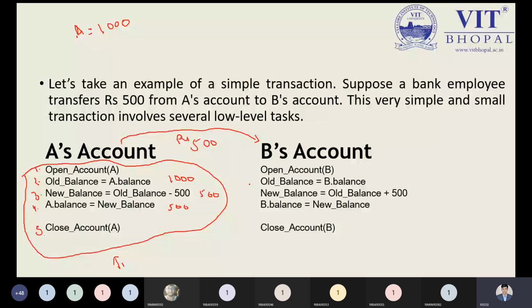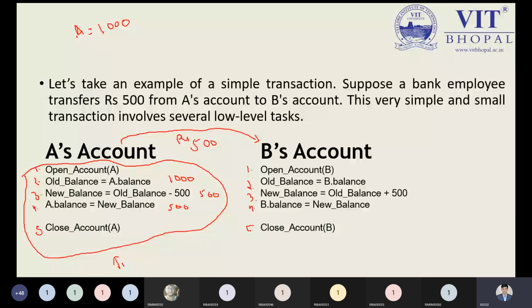B's account will be opened. Of course we have to follow step number one. We have to open account B. If we are not opening account B, how can you say which account you have to update? Then you have to read the account, that is B's account. Now we have to read the balance of B's account. Now, third step, the new balance of B's account will be updated by 500 rupees, and these 500 rupees will be transferred from A's account. So we are adding 500 rupees, and now B's account will be updated with the new balance, and at the last you have to close it.